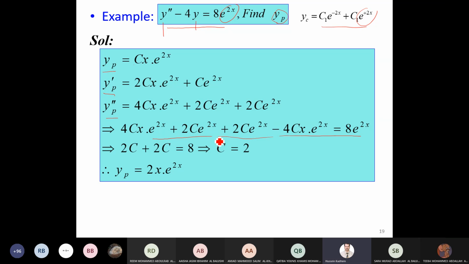So we solve it. You can see exponential here, here, here, here, and here. We can cancel them. At the end, one equation with one unknown, which is c, we got c. Very easy. We got c, we back substitute for c here. This is the complete particular solution.